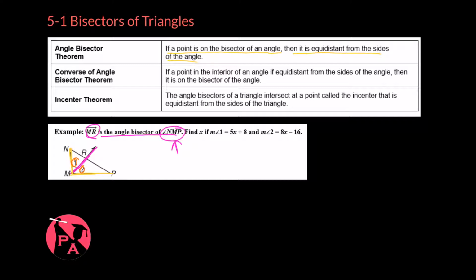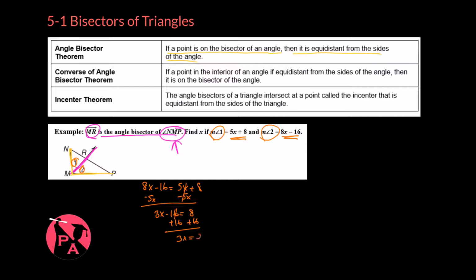Now let's see if we know anything about those angles, like the measure of angle 1 and the measure of angle 2. They are given, and we also know that they are equal. Even if they look different than each other, since we know that they are the same, we set them equal to each other. 8x minus 16 equals 5x plus 8. Subtract 5x on each side. 3x minus 16 equals 8. We add 16.